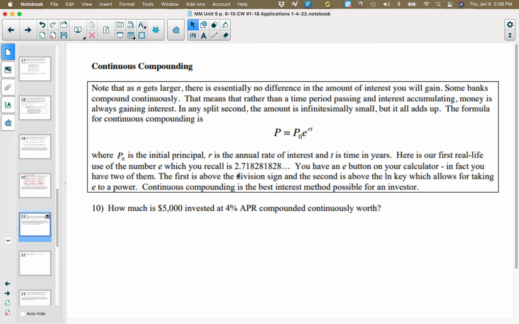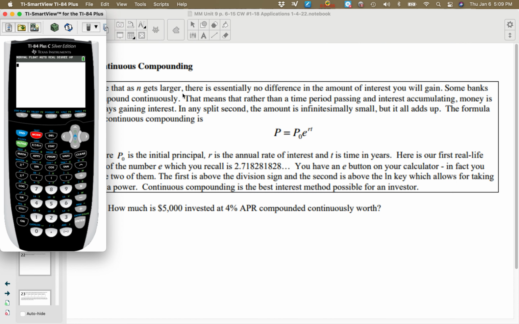Remember, e is a number, approximately 2.71828, 1828, etc. It's not a repeating pattern. You do have an e button on your calculator. There's two of them. You've got one above the LN key, so if you go second, LN, you can access that, which you guys already know. And then the other one is above the divide by, so you can see that.